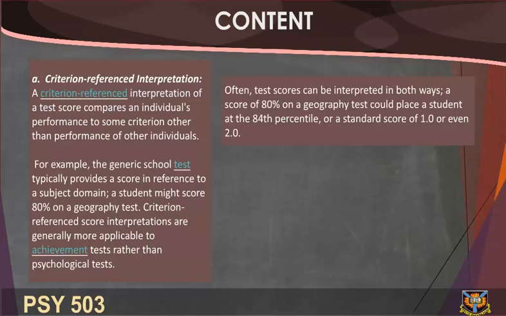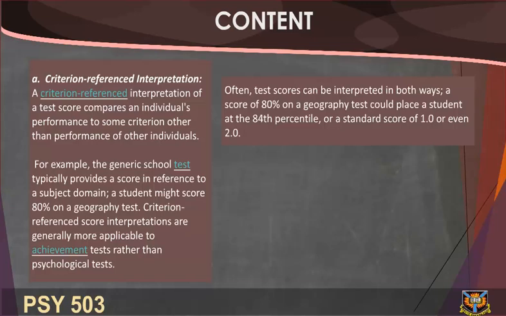A. Criterion reference interpretation. A criterion reference interpretation of a test score compares an individual's performance to some criterion other than performance of other individuals. For example, the generic school test typically provides a score in reference to a subject domain. A student might score 80% on a geography test. Criterion reference score interpretations are generally more applicable to achievement tests rather than psychological tests.